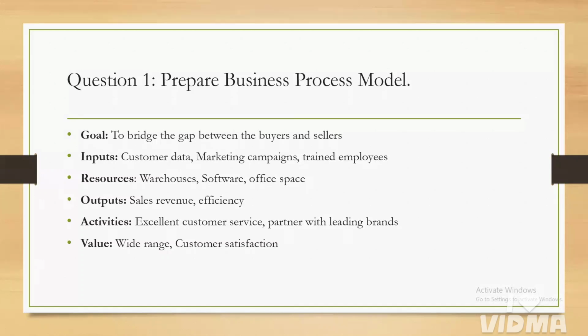And then the resources, whatever resources we need to use: we will be using warehouses for the data, software, and office space, and resources like technical and non-technical also come under these resources. Like we are using the developers and all those things, right? Those also come under resources. And the next one is outputs. Outputs are nothing but sales revenue. We will be getting sales revenue, efficiency and all those things. These are the outputs we get by building the web application.